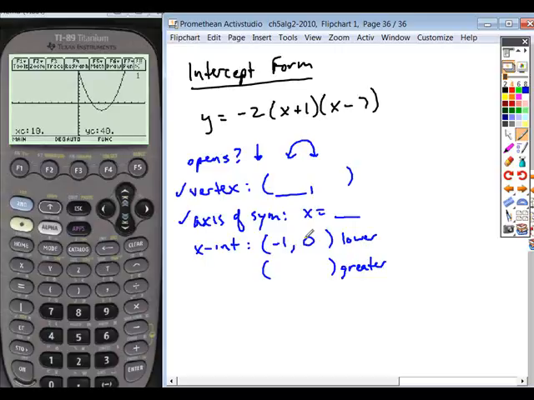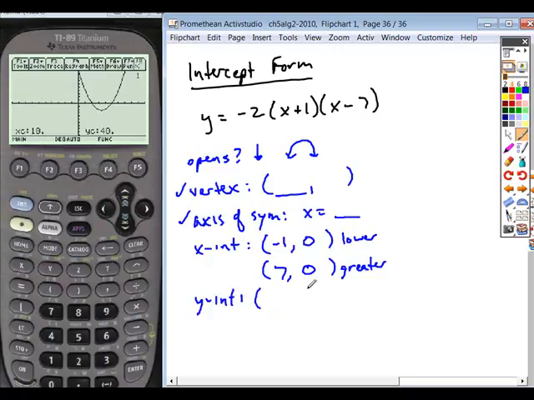The x-intercepts are going to have y-coordinates of 0. And then for your other x-intercept, what value of x gives you a 0 here? 7. And notice I wrote them in this form because -1 is further to the left on the number line, 7 is further to the right. Okay, so I can answer those questions just by looking at it.